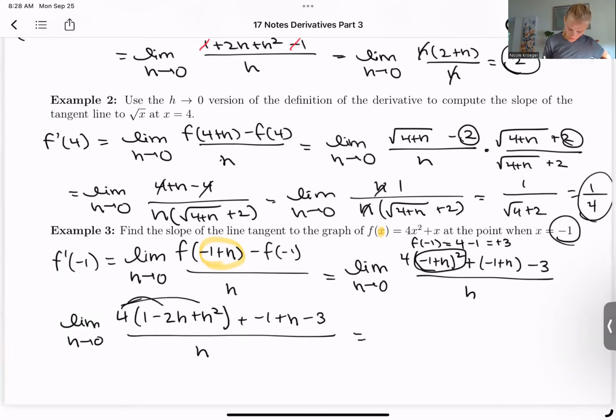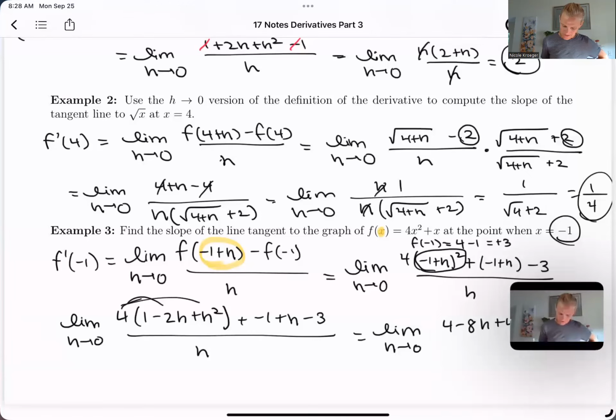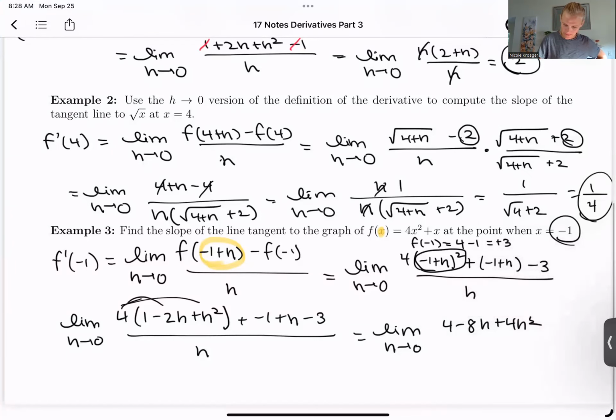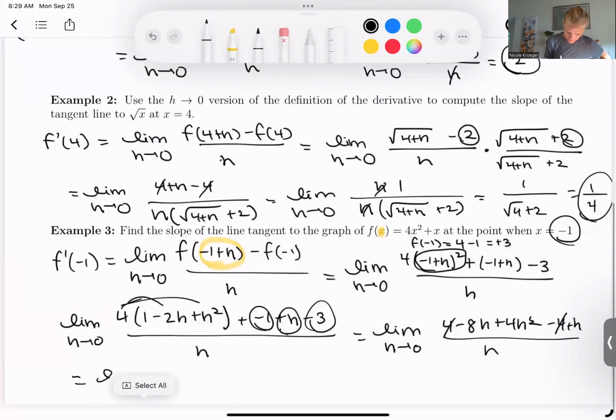Distribute this 4 here. So I'm going to have a limit as h approaches 0 of 4 minus 8h plus 4h squared. The -1 and the 3 over here combine to give me a -4, and then I still have my plus h all over h. So the -4's cancel each other out. Everything else has an h in it, so I can factor an h out of the numerator, which is good. I need to get to a point where I can do that. So I'm going to have -8 plus 4h plus 1.